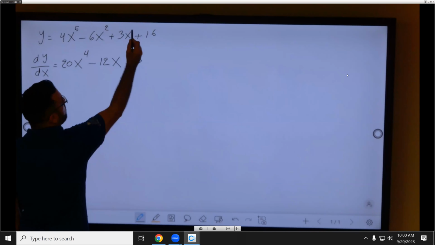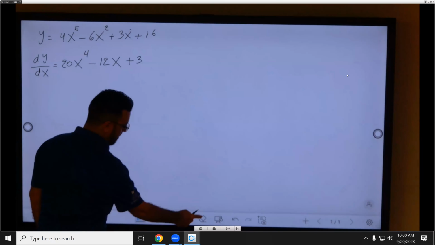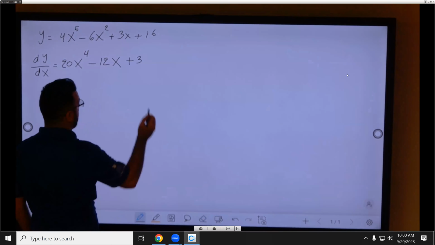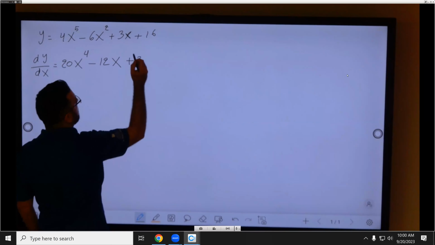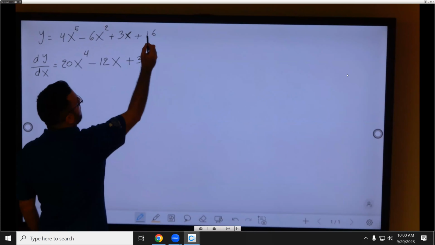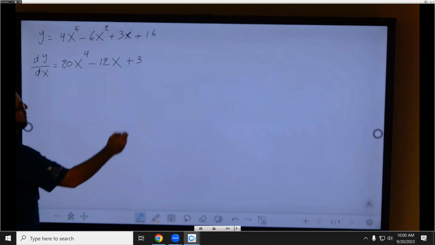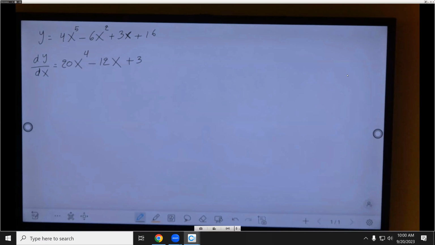X, 3 times 1, 3. 1 minus 1, 0. That will be 0, so you don't have to write down the x. Okay? So it's going to be x to the 0, plus 16. What's the derivative for 16? 0. So you don't have to write it down. That's it. You got it? So you don't have to write down d over dx every time you're trying to find the derivative. Just go ahead and find the derivative.